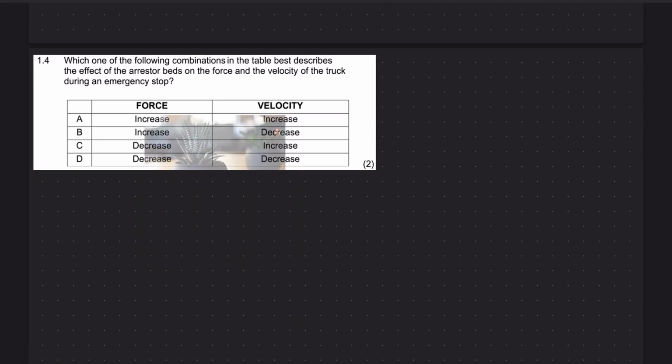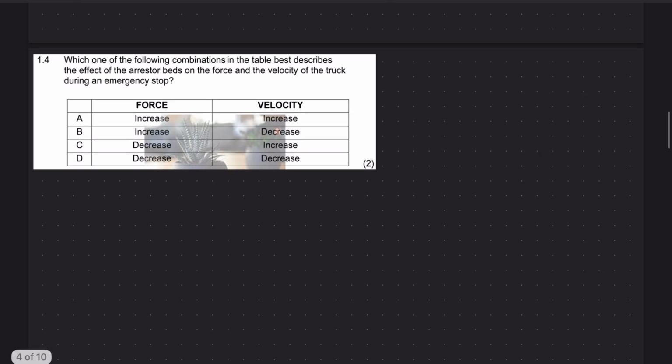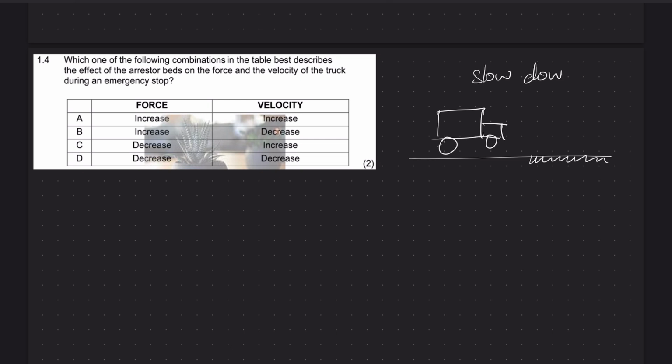Question 1.4. Which one of the following combinations in the table best describes the effect of the arrestor beds on the force and velocity of the truck during an emergency stop? Now, an arrestor bed, if I had to sketch a truck, is a surface that the truck drives on if the brakes fail. So the arrestor bed serves a purpose, and the purpose is to slow down the truck.